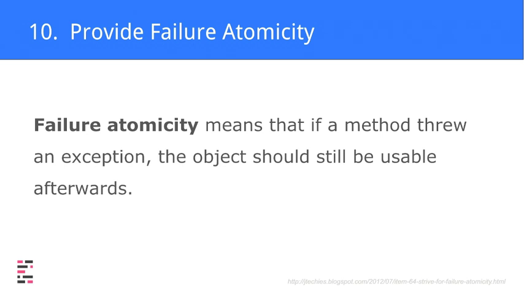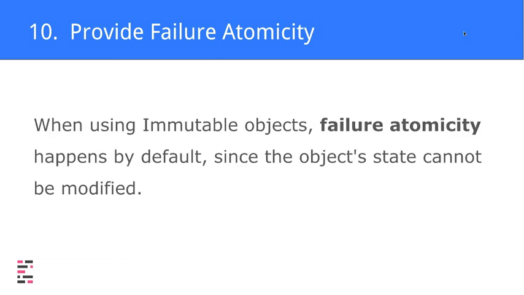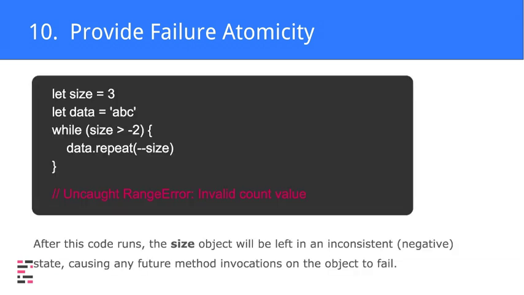Okay, the second scary term is failure atomicity. Failure atomicity means that if a method throws an exception, the object that it throws from should still be usable afterwards. That object should still have a valid state. When we're using immutable objects, failure atomicity happens by default, since the object state cannot be modified.